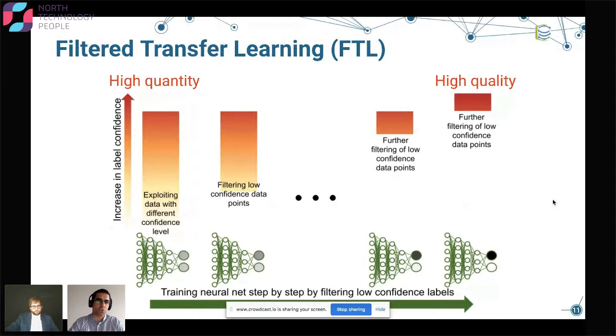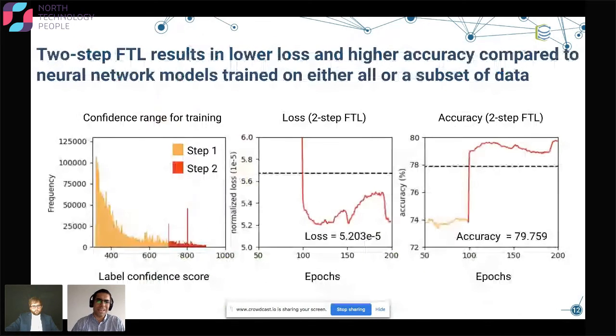But speaking of performance, let's see if FTL results in better performance or not. And it does. So this is one of the results that we have in our manuscript. And what we see here is comparison of FTL results, which are the plots I showed here, compared to the dashed line, which is the best performance, either loss in the middle plot or accuracy in the right plot, for the neural network models trained only in one part of the confidence distribution. So the traditional way of learning in one part of the confidence distribution.